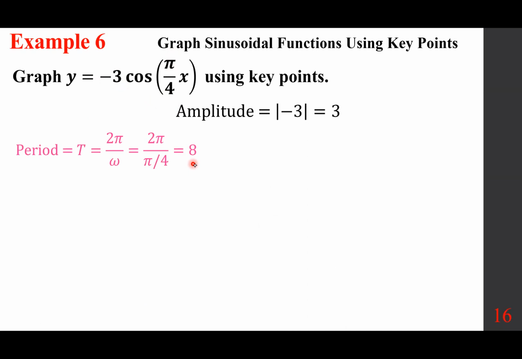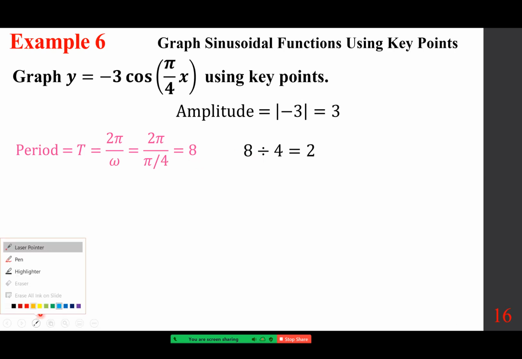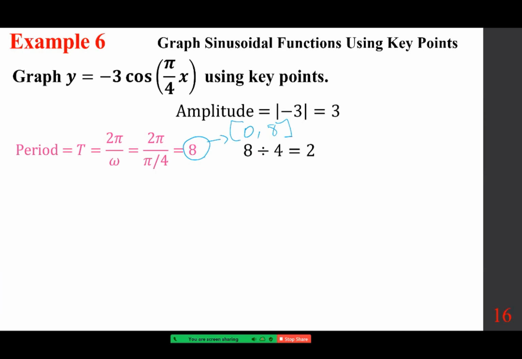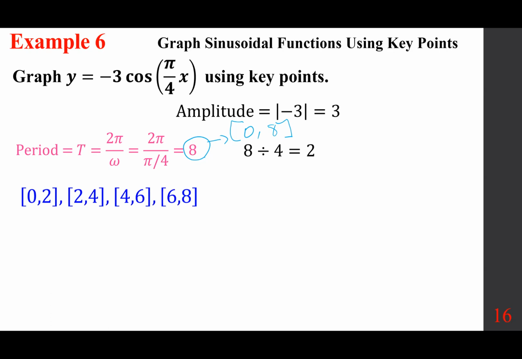2 pi divided by pi over 4 equals 8, which gives us the period. Now we're going to divide this number by 4 because we want 4 arcs. Divided by 4 gives us 2. So it's going to go from 0 to 2, 2 to 4, 4 to 6, 6 to 8. I hope everybody understands what's happening. We are looking at the 4 pieces and the endpoints.